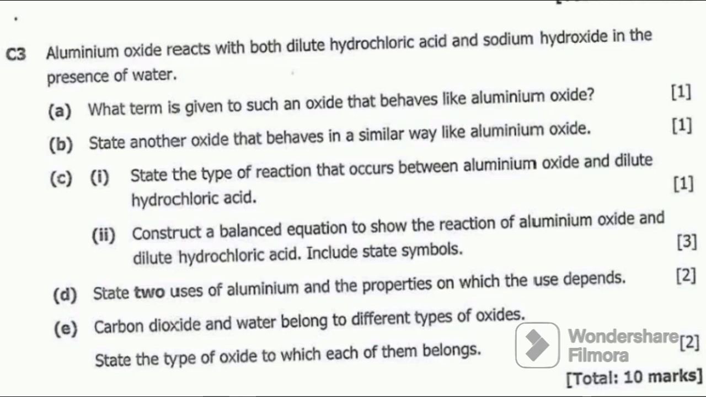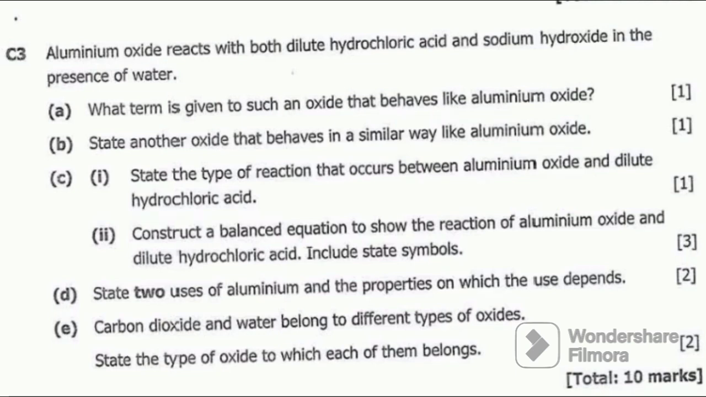C1. State the type of reaction that occurs between aluminium oxide and dilute hydrochloric acid. Include state symbols. What is the type of reaction that occurs when you react aluminium oxide with dilute hydrochloric acid?